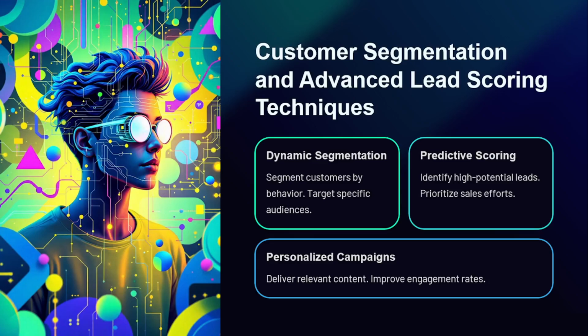There's also the aspect of customer segmentation and advanced lead scoring techniques. So basically, there's dynamic segmentation where you segment customers by behavior. You're targeting specific audiences, and also predictive scoring where you identify high potential leads and you prioritize your sales efforts to these leads. Okay? And you can also go ahead and personalize campaigns, basically delivering relevant content, and this improves your engagement rates, thus closing these leads, basically converting better, right?